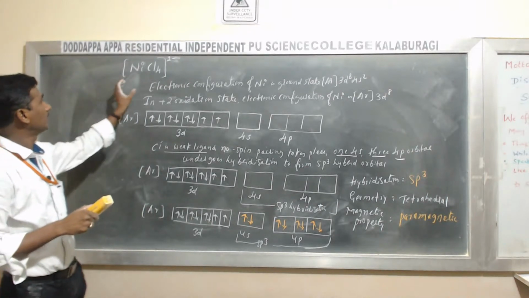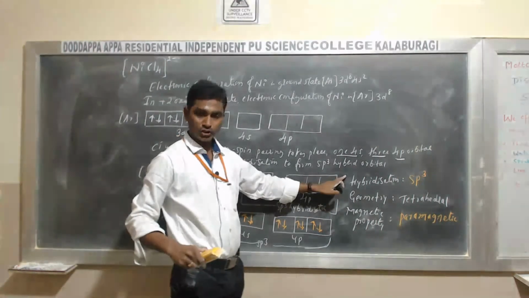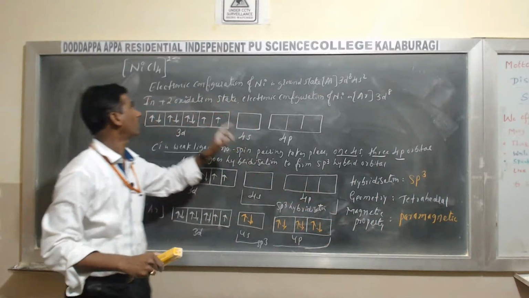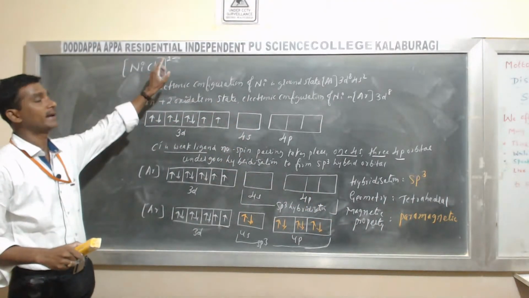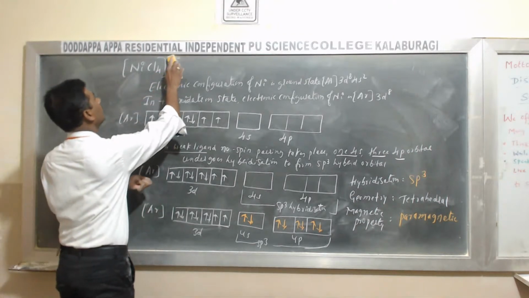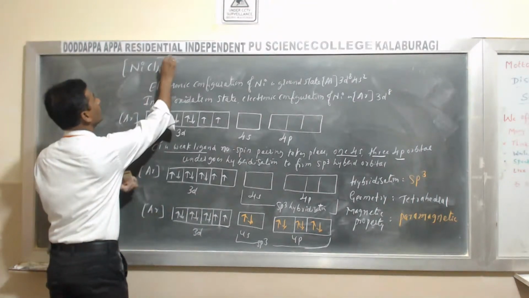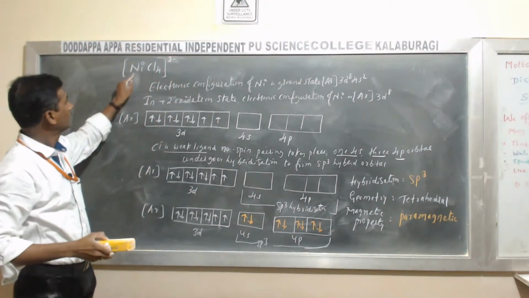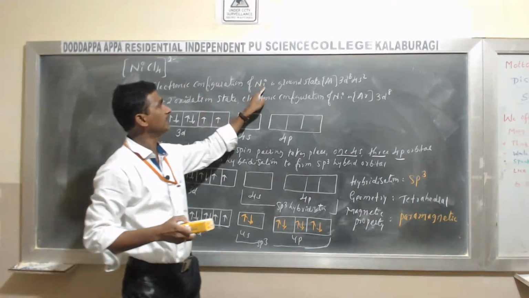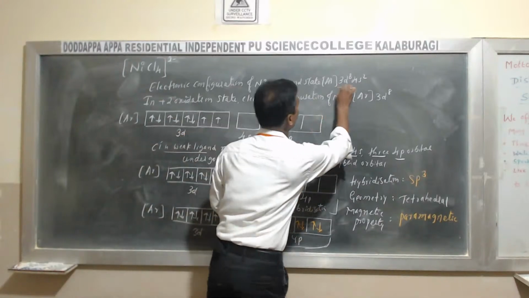So in the examination, explain the hybridization, geometry and magnetic property of NiCl4 2-, based on VBT. The first is, which is the central atom? Nickel. The electronic configuration of nickel in the ground state is 3d8 4s2.